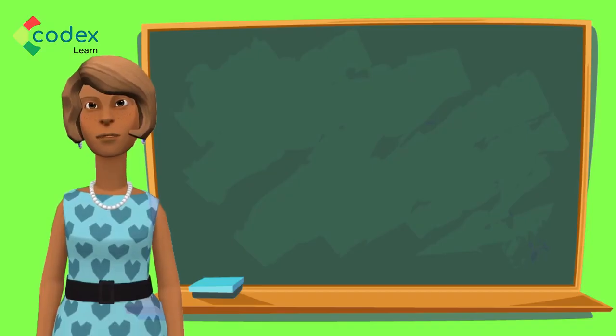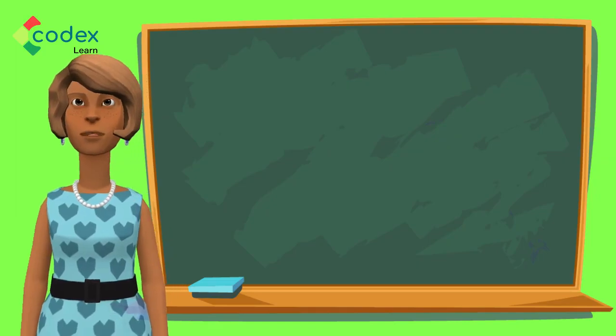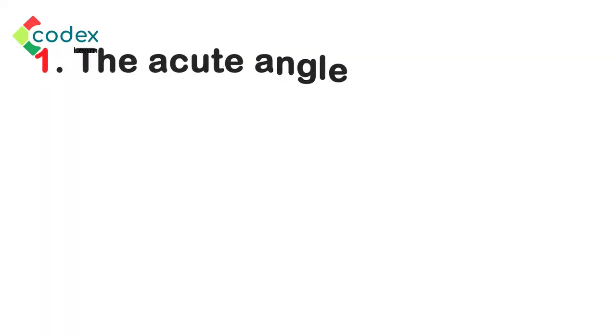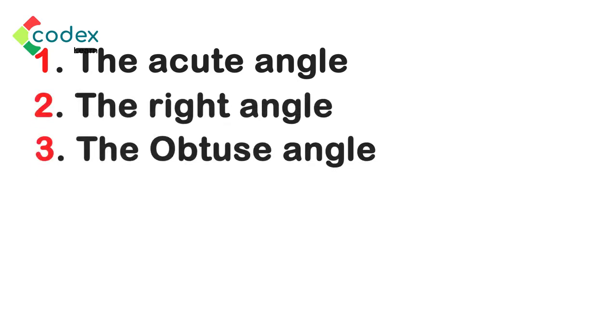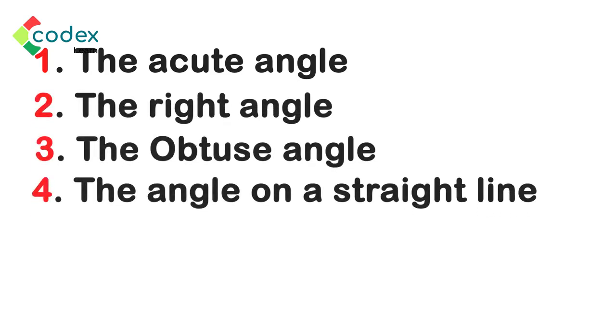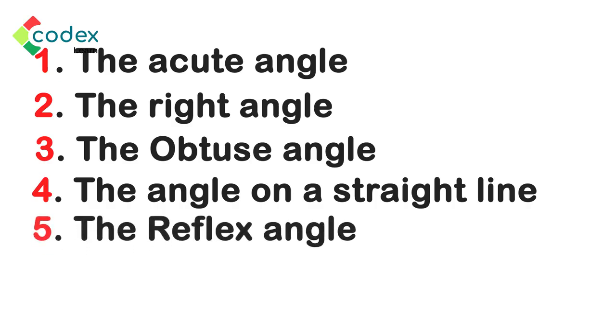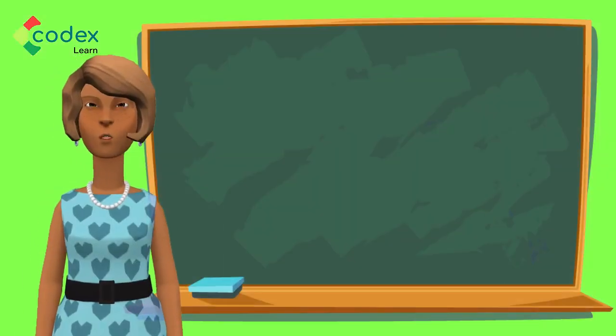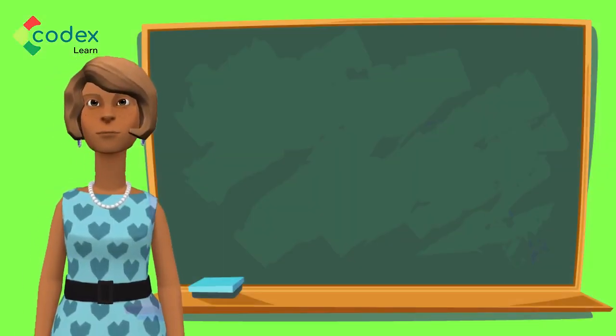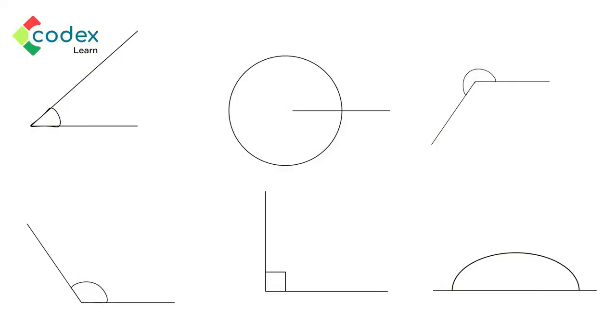There are different kinds of angles, namely the acute angle, the right angle, the obtuse angle, the angle on a straight line, the reflex angle, and the full rotation angle. All 6 of them are very important for all the things we're about to learn. But first, this is what they all look like.